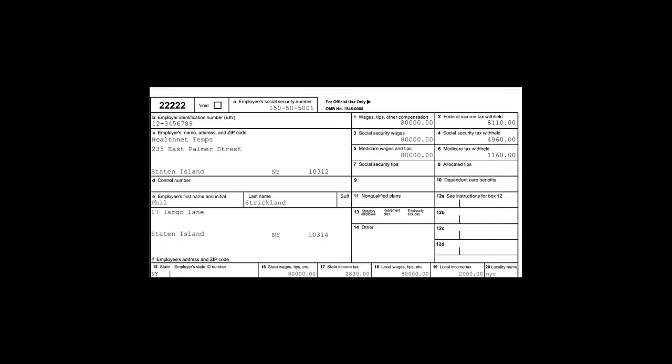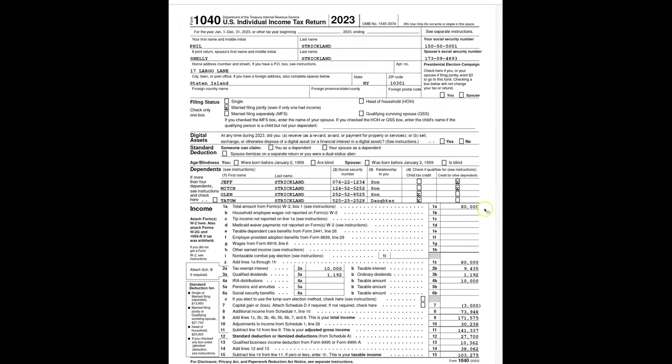So let's start with this W-2 form, and we can see that the gross wages on line 1 of $80,000 comes right over to the 1040, page 1. And there's that $80,000 of gross wages from Phil Strickland's W-2, and you'll have to know for the exam that gross wages goes on page 1 of 1040.